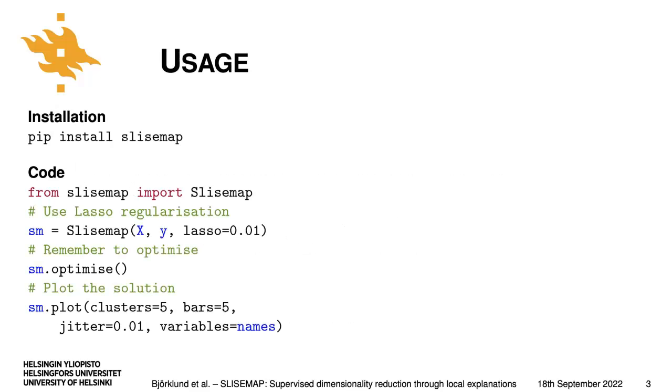SLISEMAP is implemented in Python using PyTorch for optimization and can be installed via pip. Using SLISEMAP requires only a couple of lines of code. The two most important are the creation of the SLISEMAP object and the optimization.